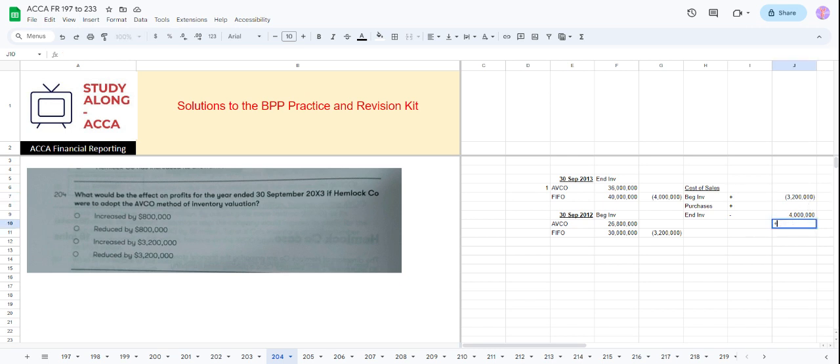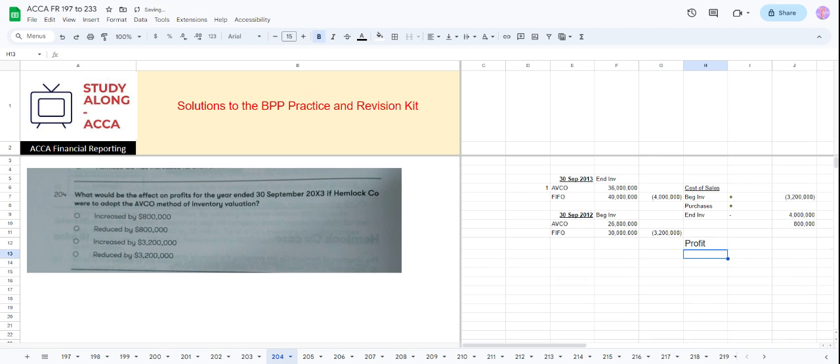So net cost of sales is increasing by 800,000. If our cost of sales is increasing, our profit will go down. So it will go down by 800,000. So the answer should be the second one, reduced by 800,000.